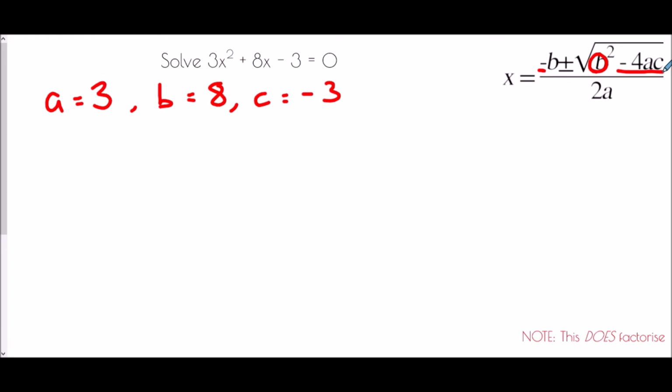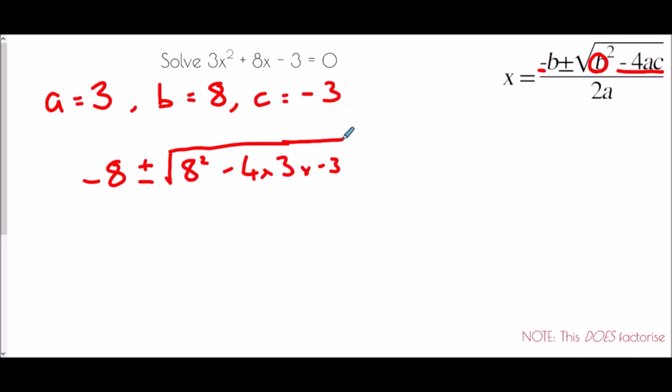So the first bit is negative b, and so it's going to be negative 8. We then have plus or minus and the square root of b squared, so that's 8 squared, take away 4, and ac means times a times c, so 4 times 3 times negative 3. And all of that is over 2a, so 2 times 3. Now the important feature here is this little symbol here, the plus or minus. It means that there are two different versions of this.